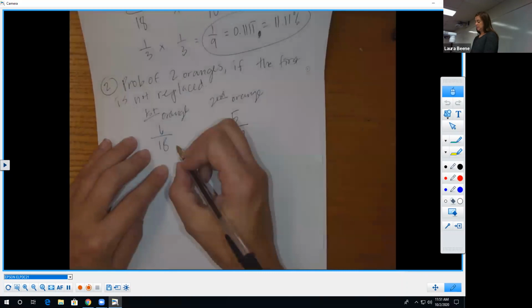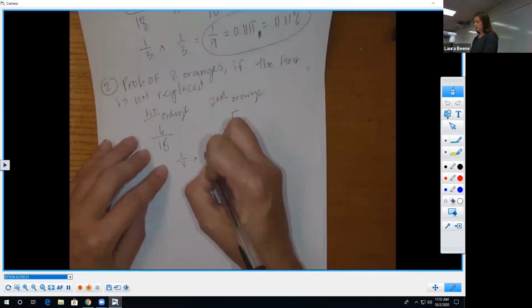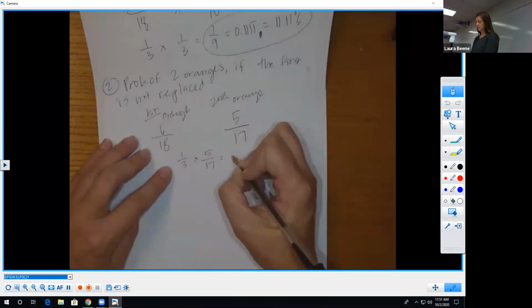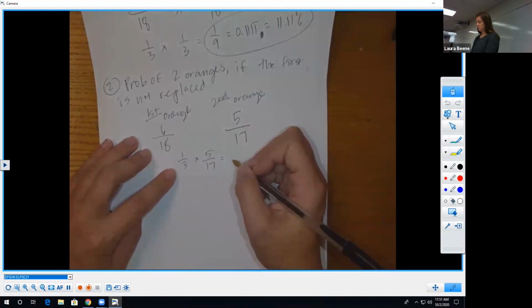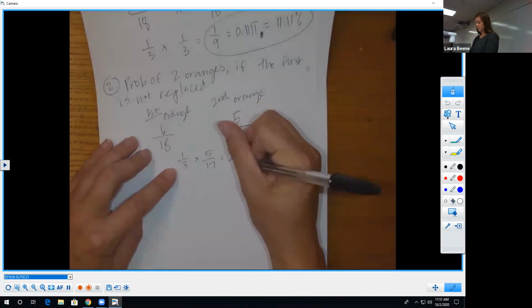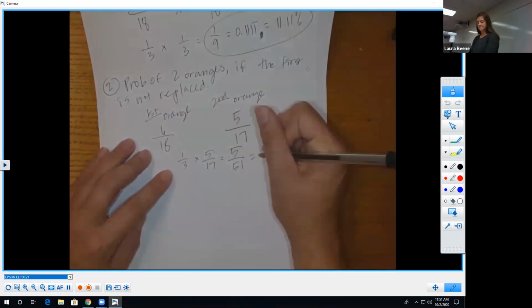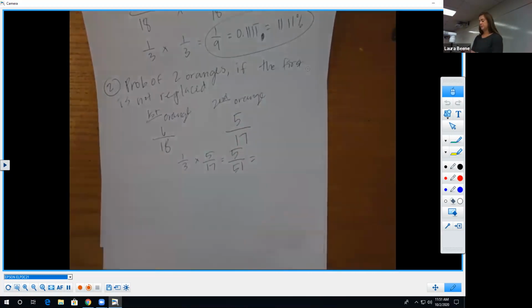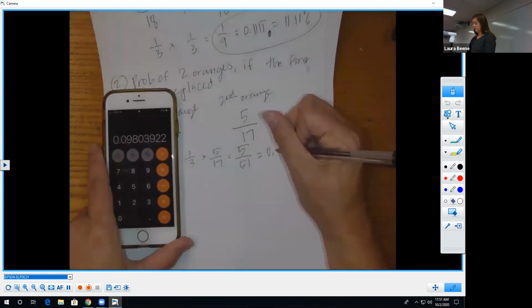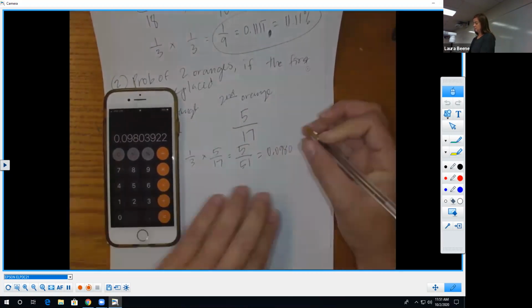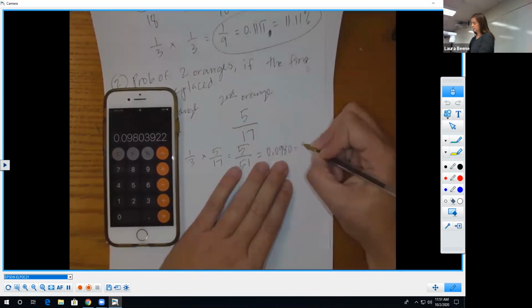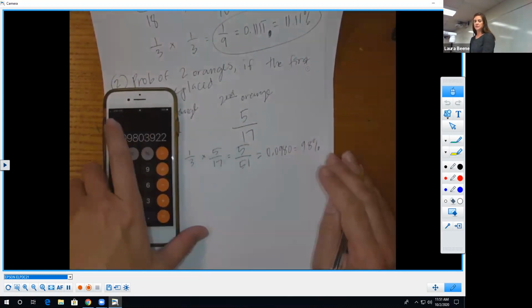So when I do this, 1/3 times 5/17 would be 5 over 51. And that decimal is 5 divided by 51, 0.0980, and the probability would be 9.8%.